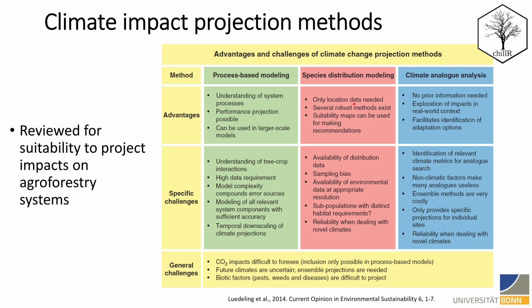An advantage of species distribution modeling is that we only need location data. We have quite a few robust methods. And we can use these suitability maps that emerge for making recommendations on where certain systems can be implemented.